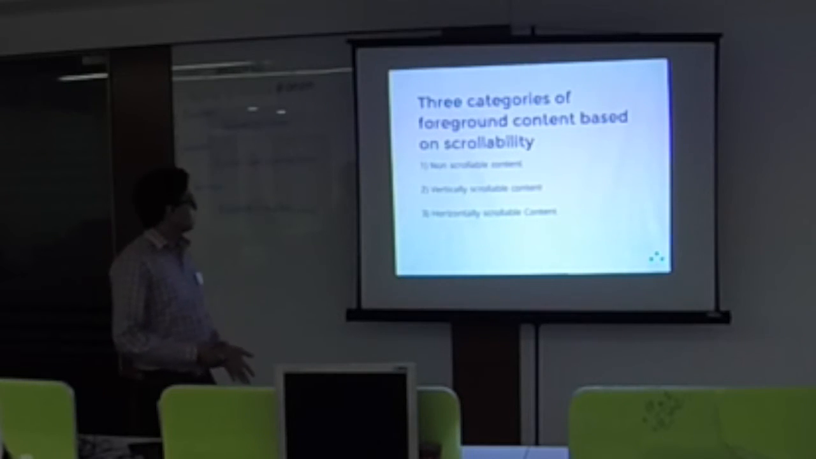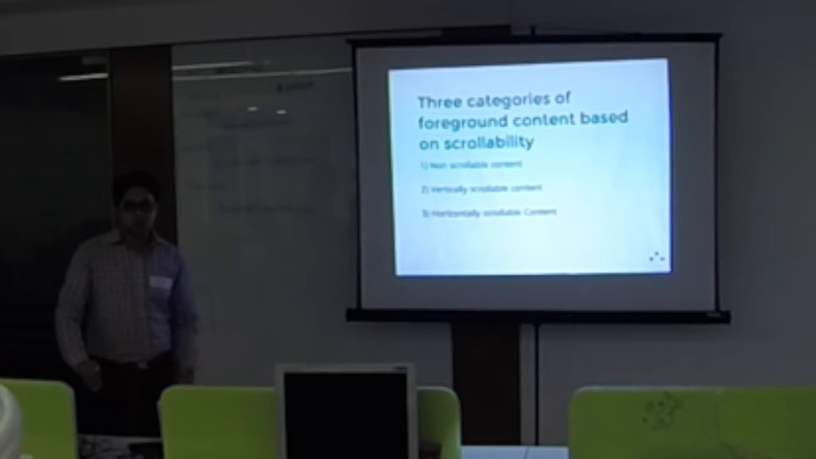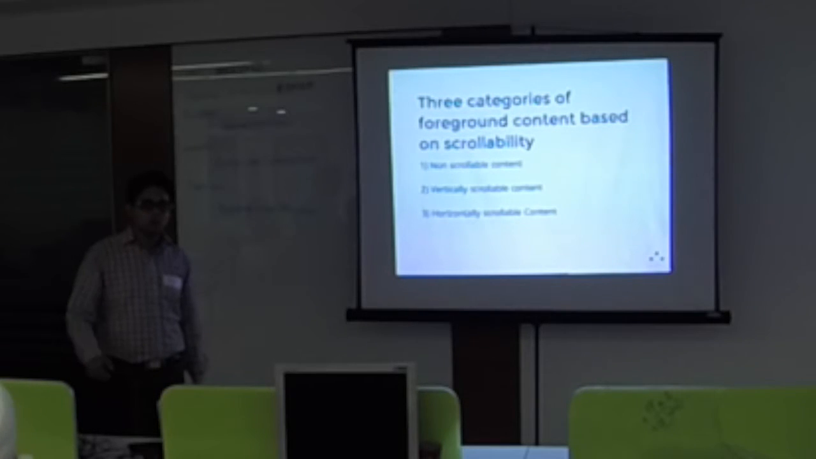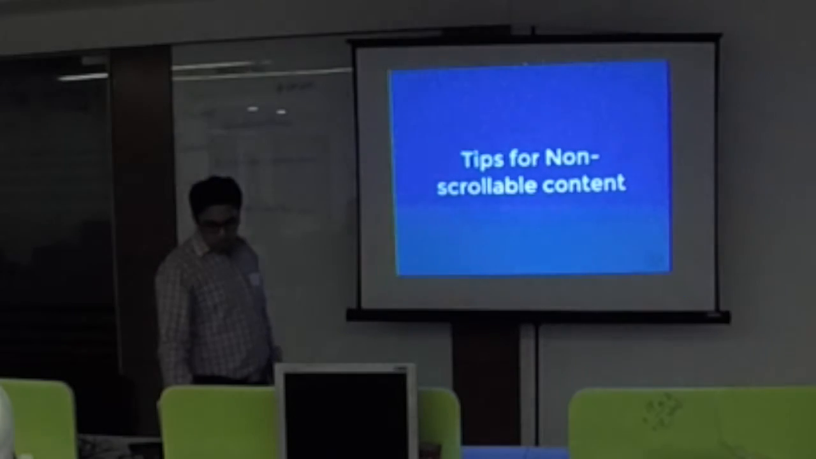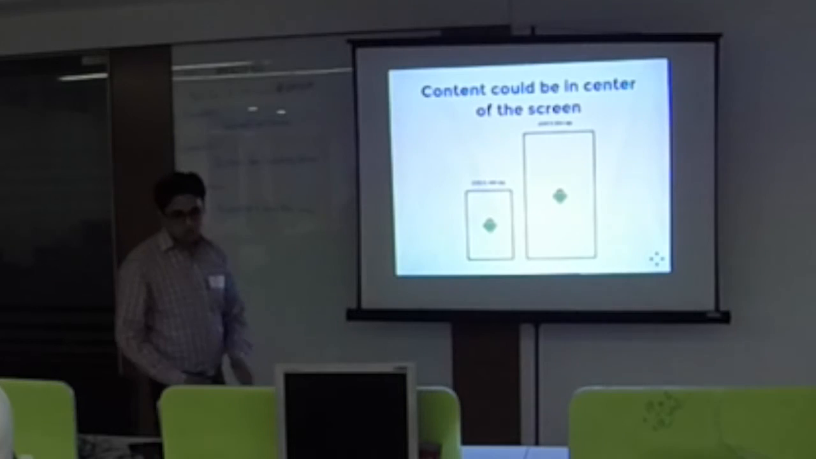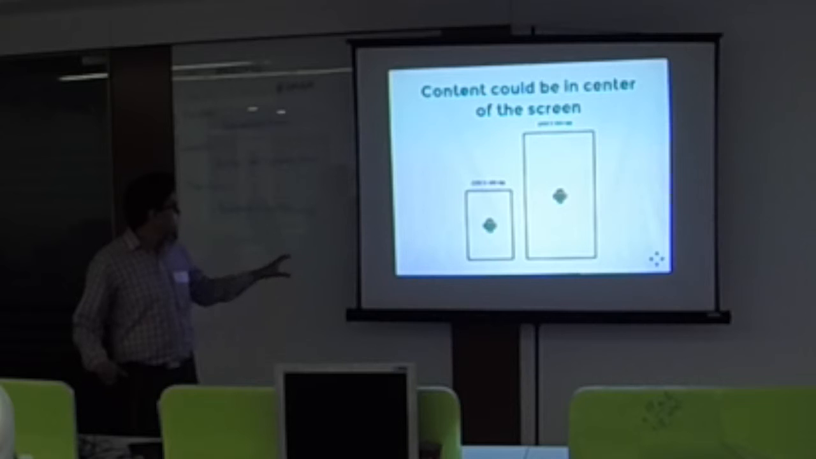For foreground elements, we can categorize our content based on scrollability into three parts. Either content would be non-scrollable, or vertically scrollable, or horizontally scrollable. So let's discuss non-scrollable content. If content is non-scrollable, it could either be in the center, or in the top left corner, or in the top right corner, or like that.